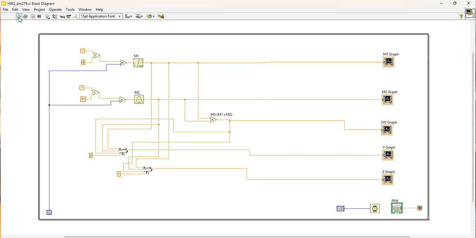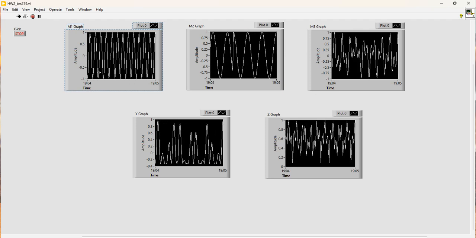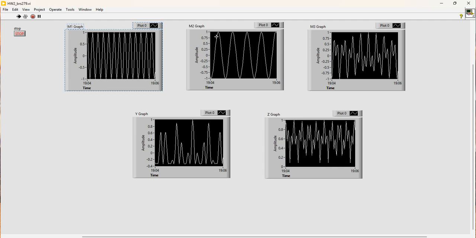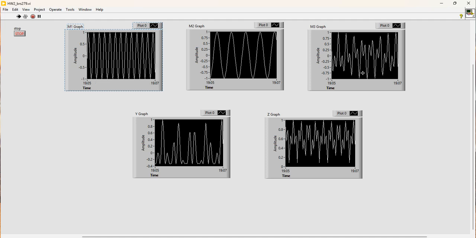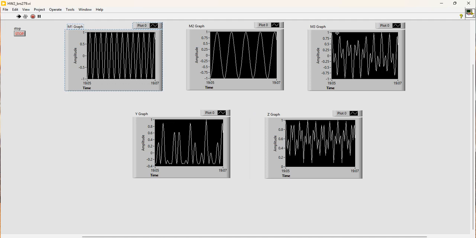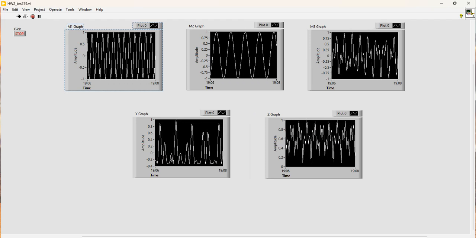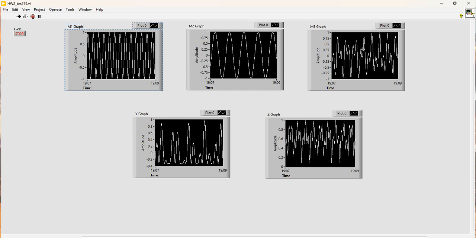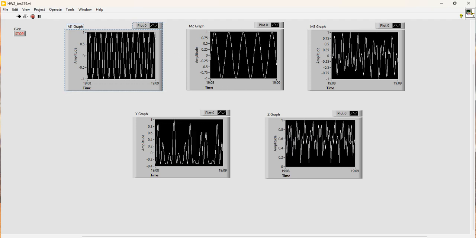And if we run the code and then click view the instrument panel, you can see that M1 is here, here's M2, and then this is M3, which is multiplying M1 and M2 together. And then Y here is the mean of all three of these top graphs, and Z is the root mean square of all three of them.